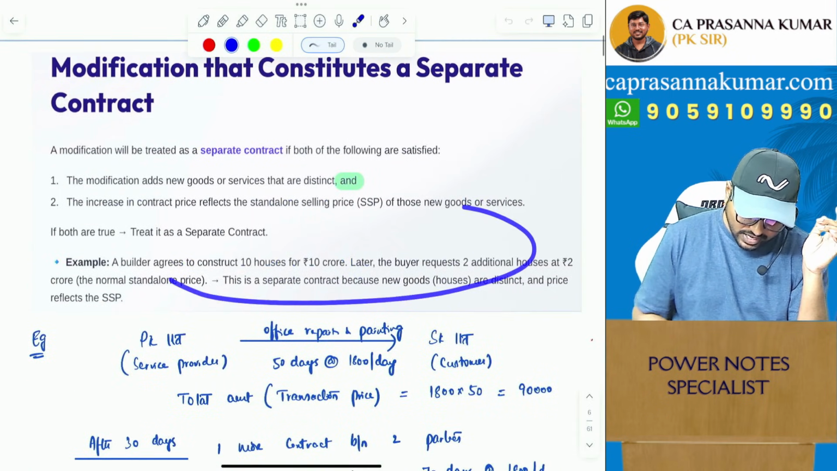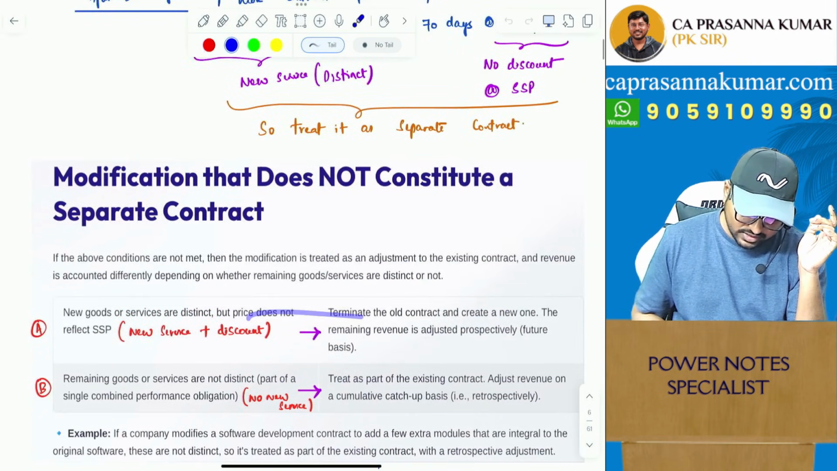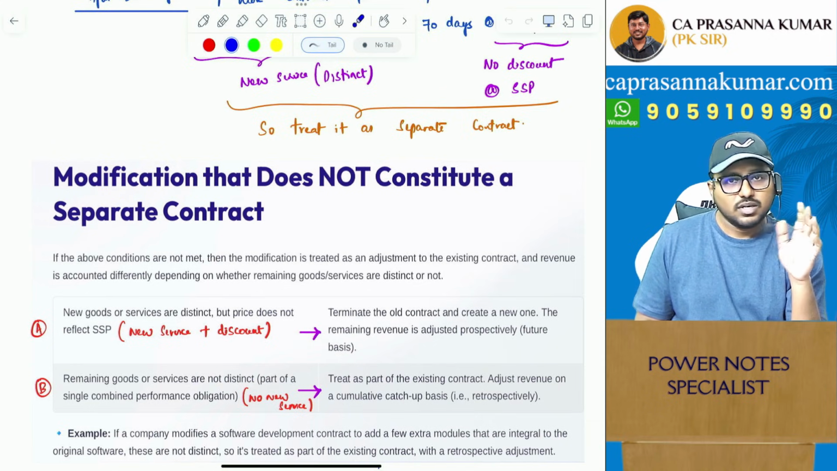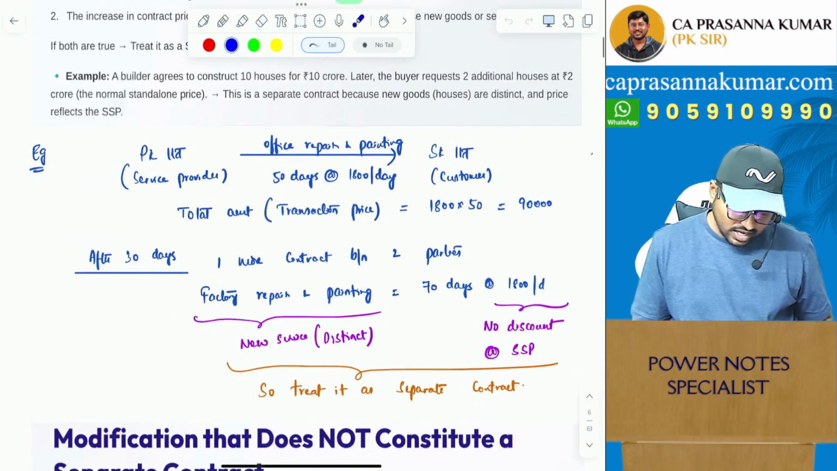For each of these we have an example. Got it? We'll see them one by one. So let's start with the first one.